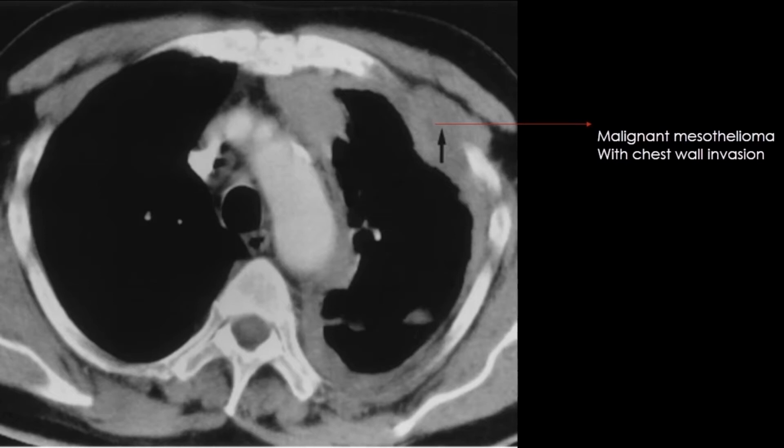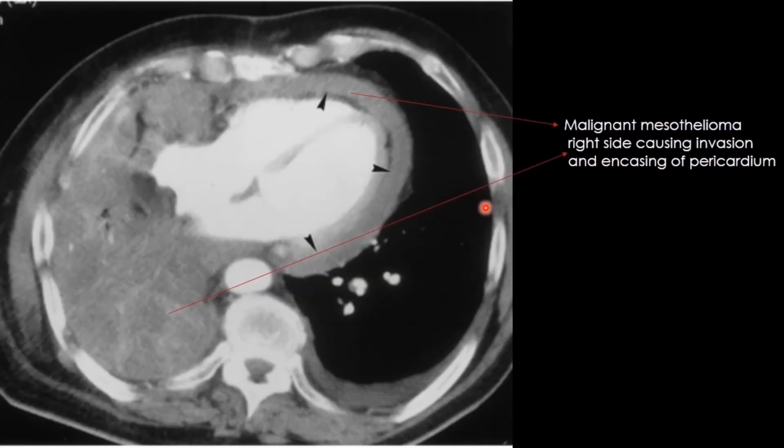This is axial CT chest in the mediastinal window in a patient with asbestos exposure, where you can see the mass which is extending into the chest wall. A similar case where you can see the pleural mass showing heterogeneous enhancement together with invasion and encasing of the adjacent pericardium.